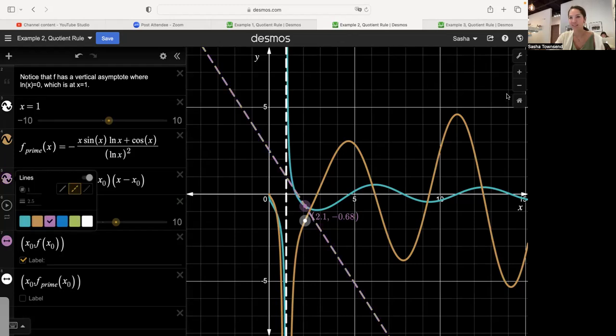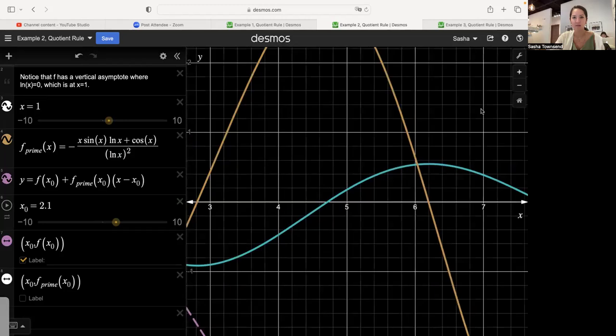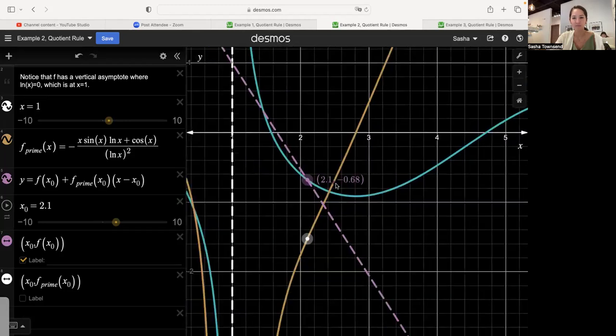I want to use that color. I like that color better. Oh, it doesn't look like it's tangent to the graph at all. Got a line that's crossing my graph. See how it doesn't have the right slope? So that tells me I must have made a mistake in my calculations.